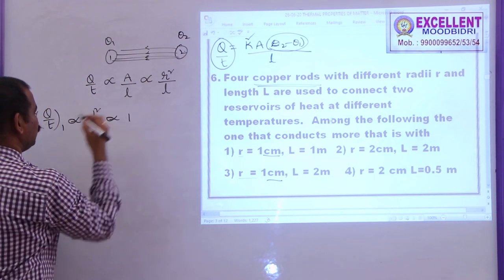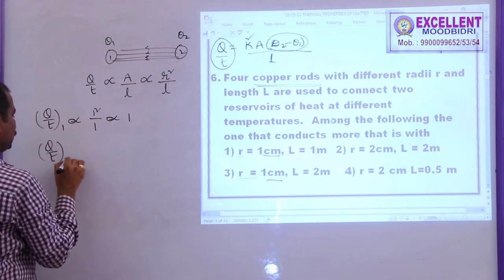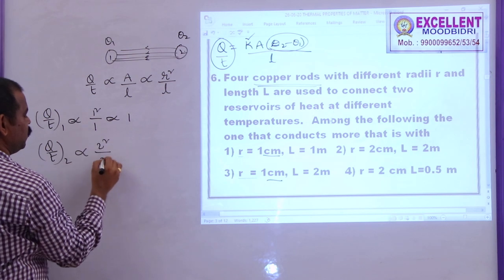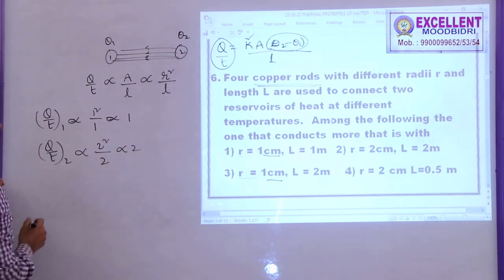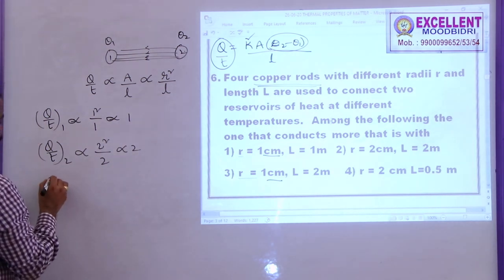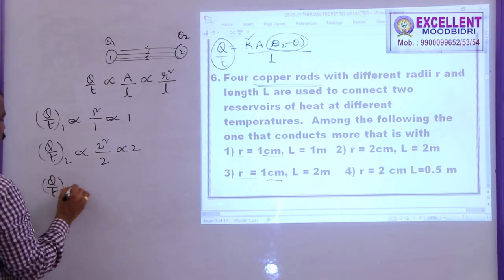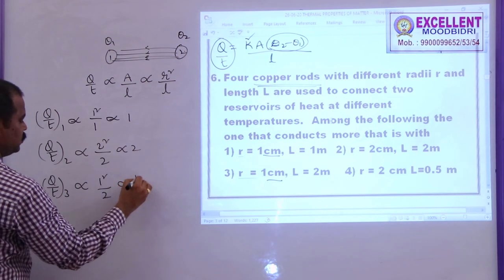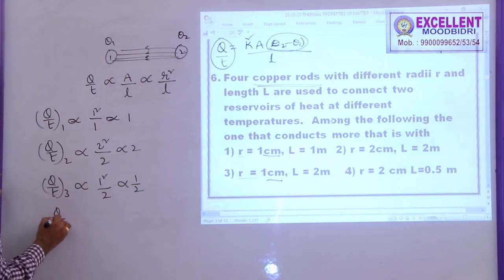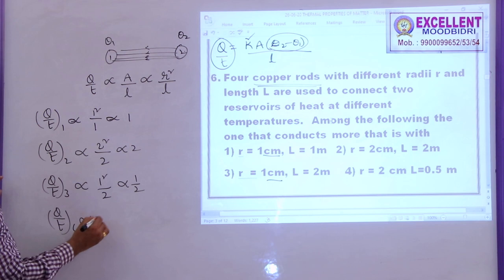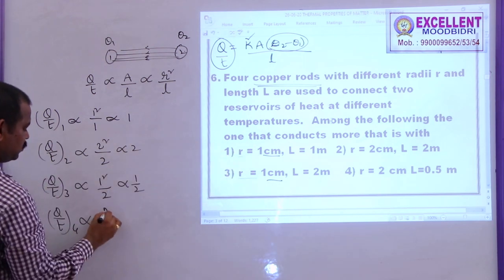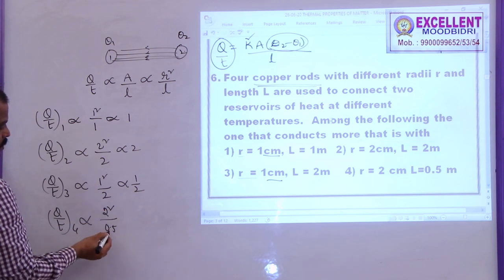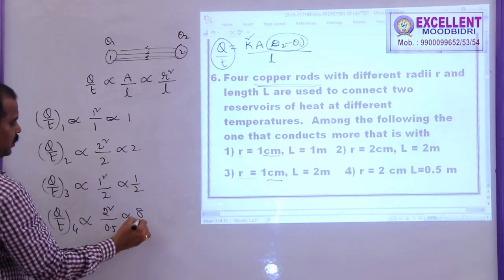So this is 1. So Q by T in the second case is R², 2² by 2, that is 4 by 2. So this is 2. Third one, Q by T in the third case is given by 1² by 2, that is 1 by 2. And Q by T in the fourth case is 2² by 0.5, that is 2² is 4, and 4 by 1 by 2 means this is 8 by 1.